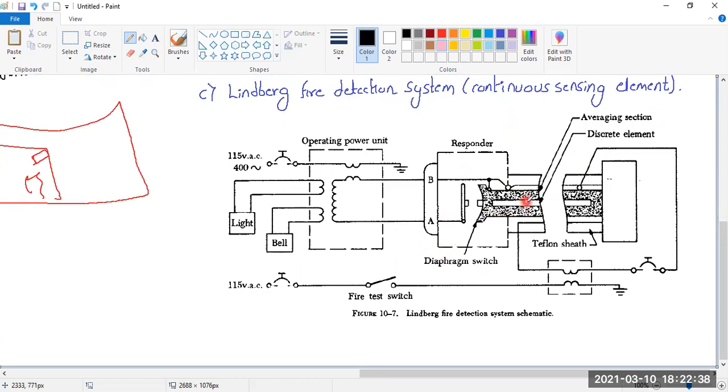As you can understand, if there is a higher temperature, the discrete element is going to release the gas. This gas is going to come into the averaging section, which is completely made of firm material, but only the forward end is made of rubber, that is, a diaphragm. So the gases will apply pressure over here. As the pressure is applied, this body comes in contact with this. That completes your circuit. Look, it is a switch, circuit is completed.